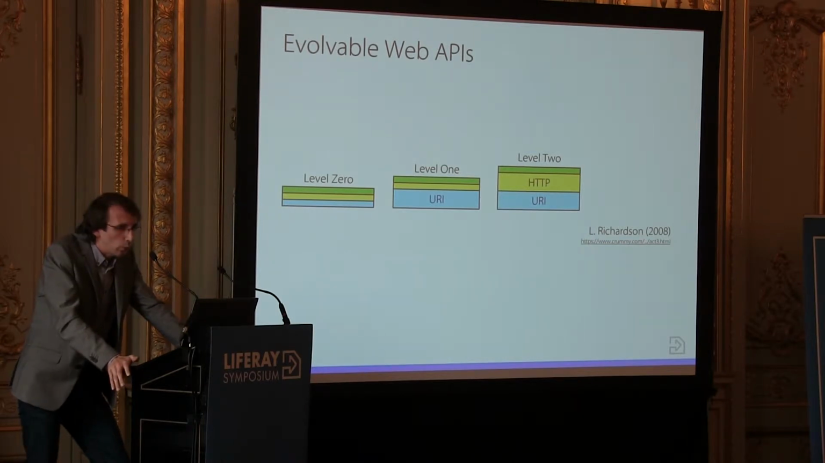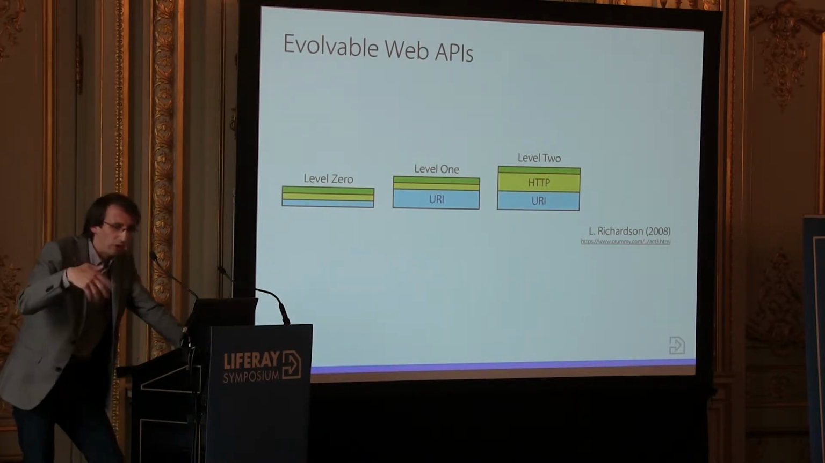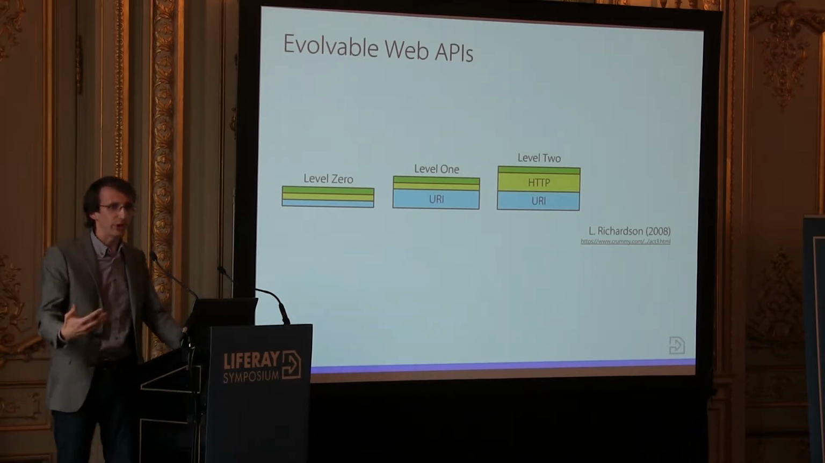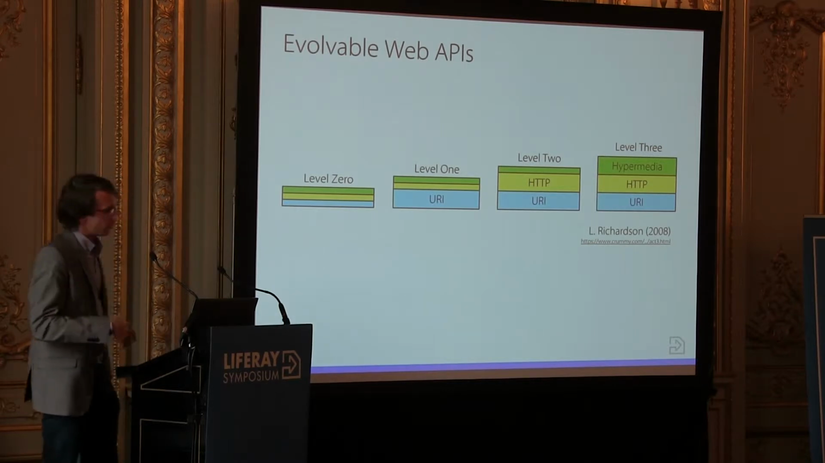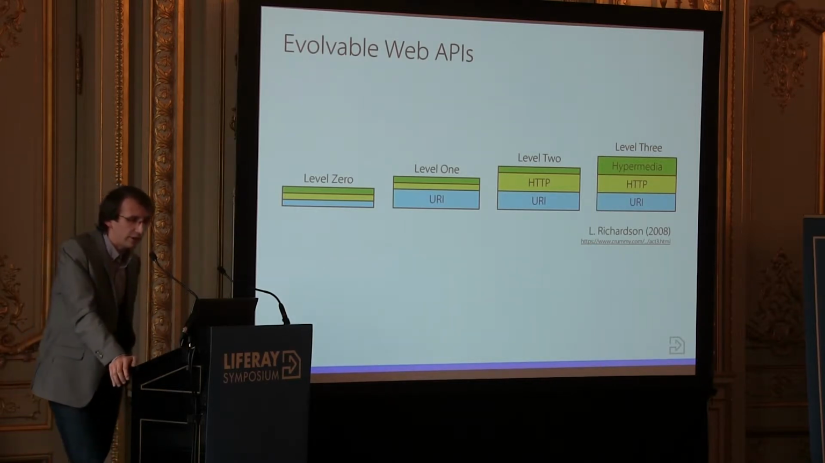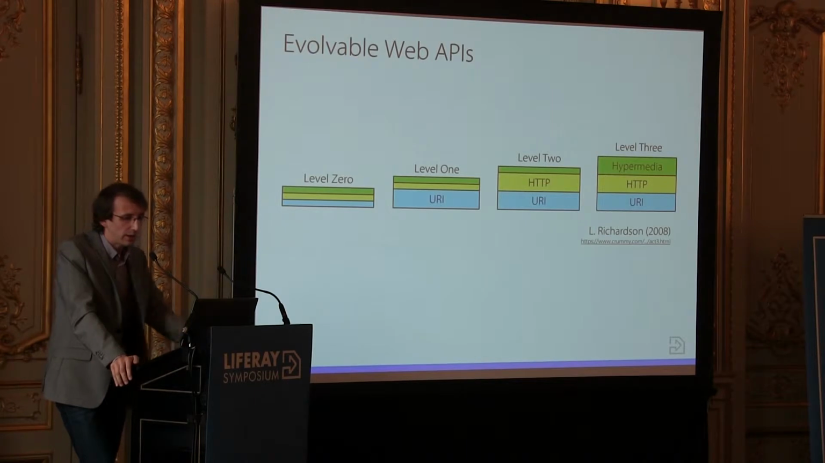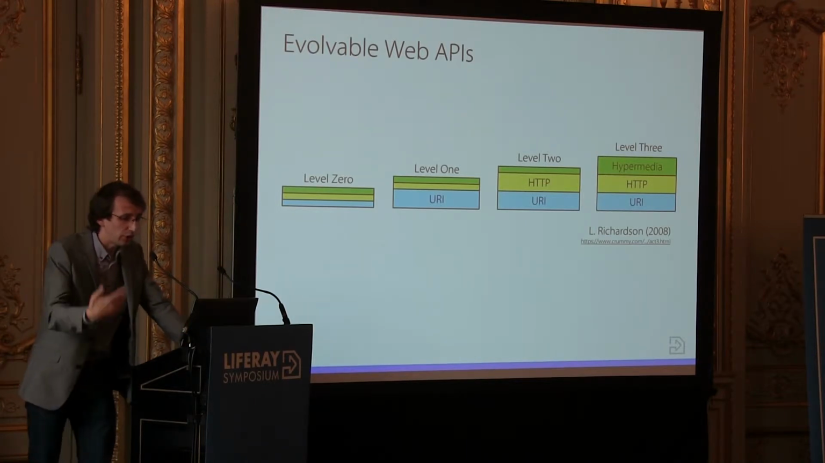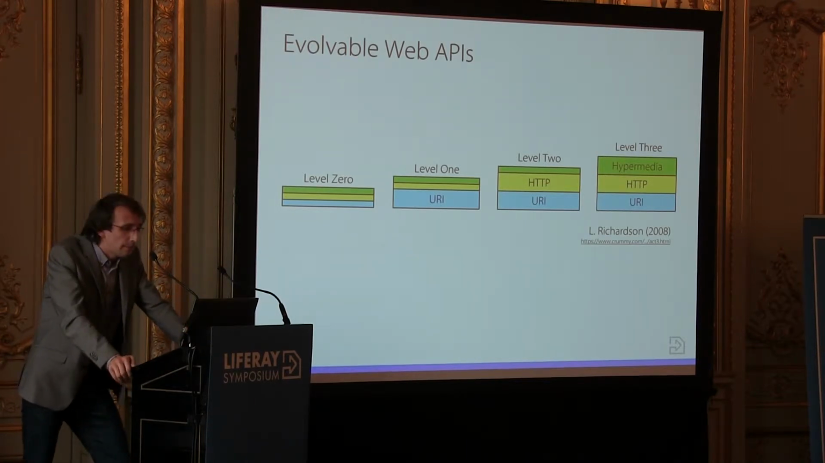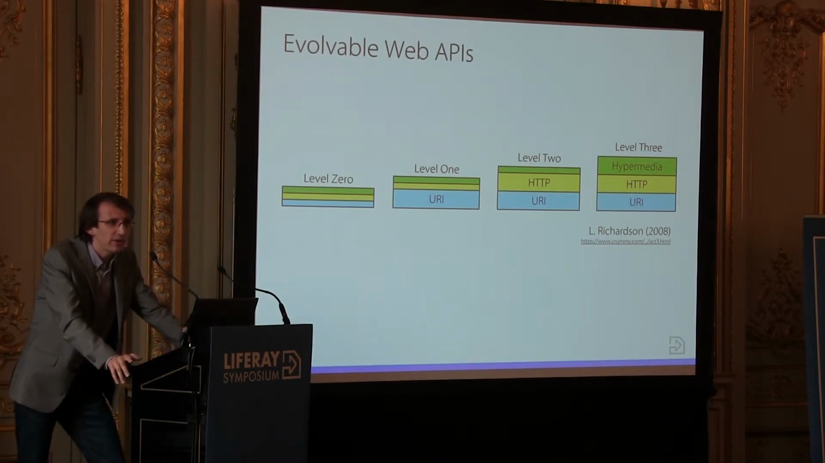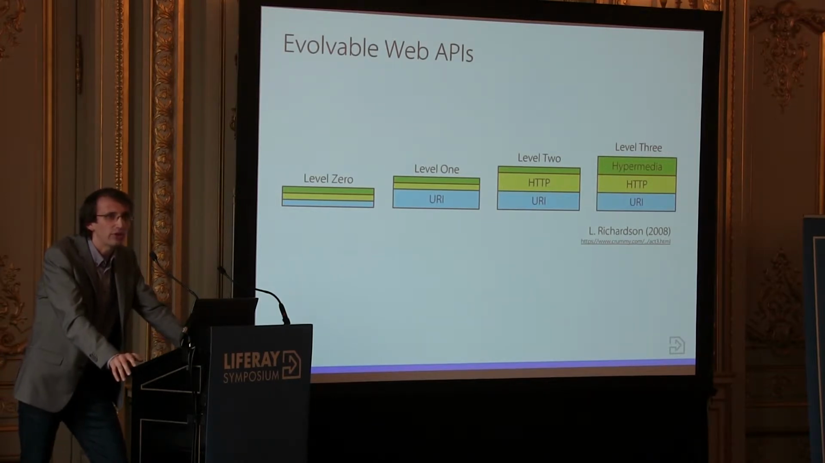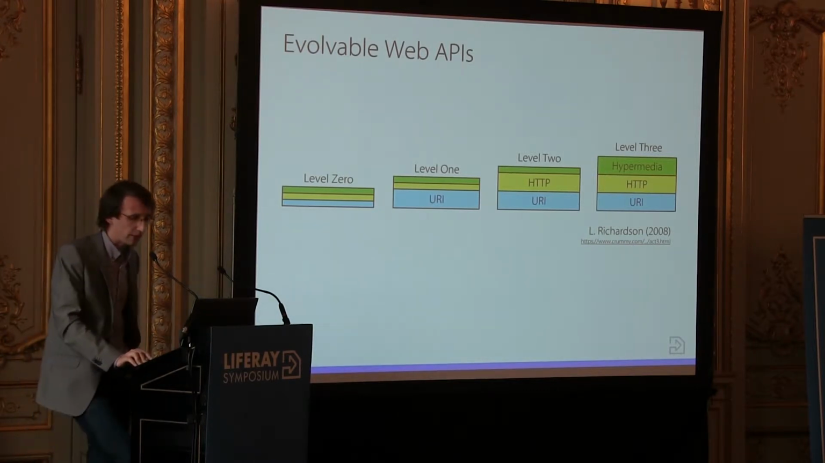So the question then is, wouldn't it be nice if we could just evolve our APIs without breaking clients all the time? And this is what Richardson, in this case, defines as a level 3 API. It comes with a notion of hypermedia. Now, what is hypermedia? Anybody here that thinks they have a very good understanding of hypermedia, or at least a solid understanding? Okay. Again, not too many.